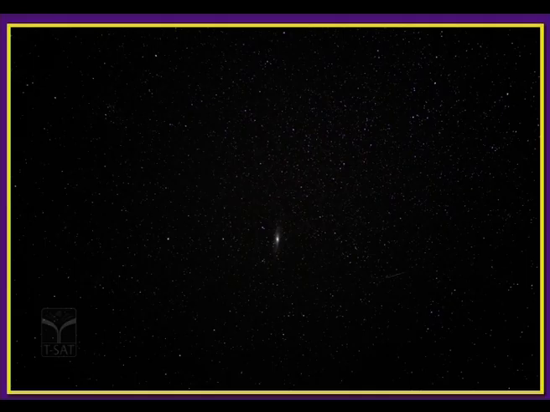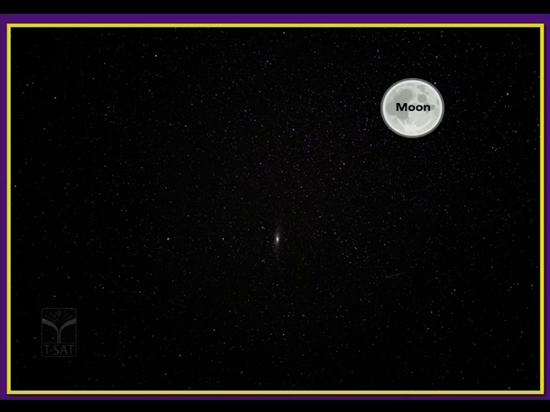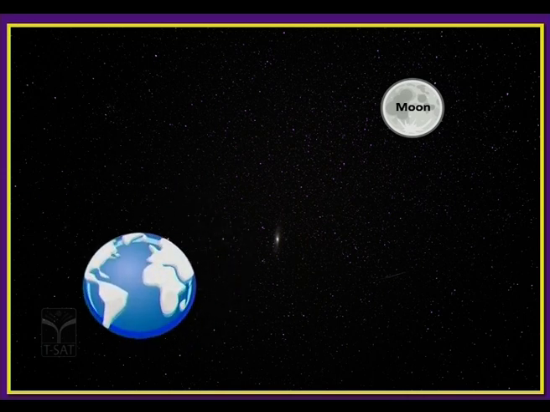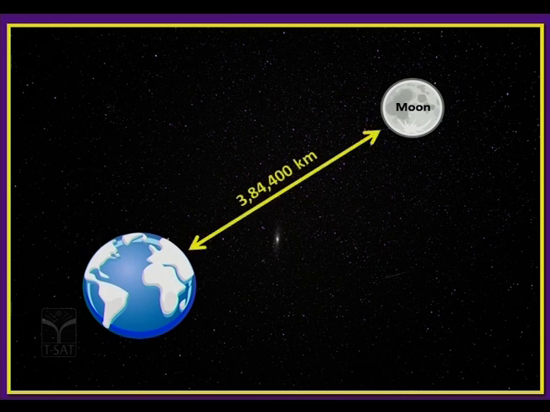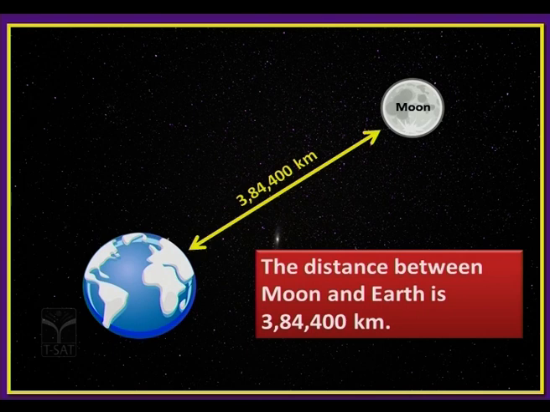Now, isn't it a huge number, children? Yes. You can see a dark sky overnight, right? Here is the moon shining brightly. Oh, our earth is also here. Children, do you know the distance between the moon and the earth? So, if you notice, the distance between the moon and the earth is 3,84,400 kilometers. Can you imagine the distance, children? Such a huge distance, isn't it?